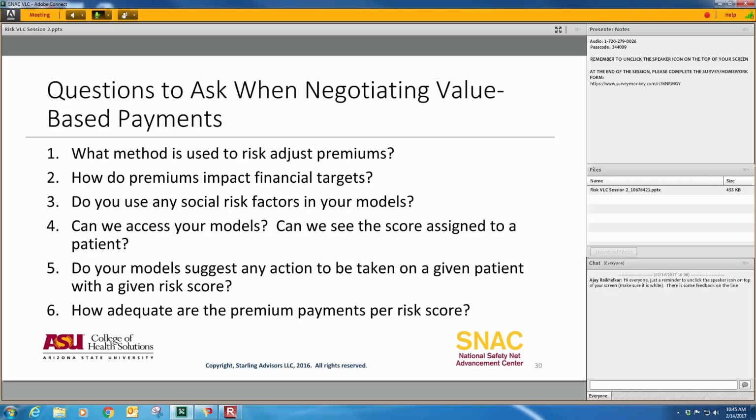Not a lot of actionable information on risk adjustment. So what we wanted to do is provide you with a list of questions that we think are important to have a general understanding of when discussing value-based payment arrangements with payers.